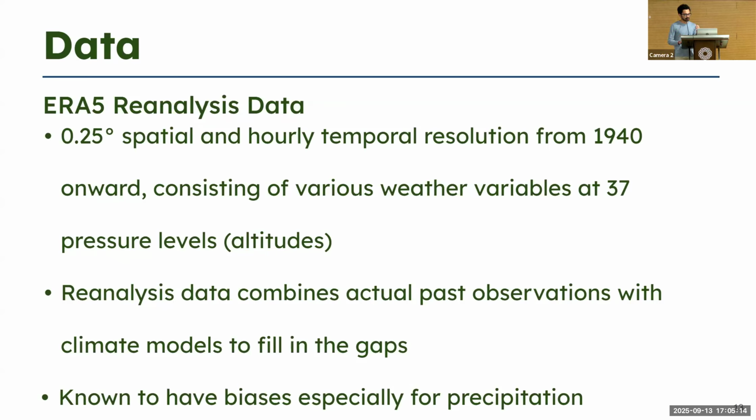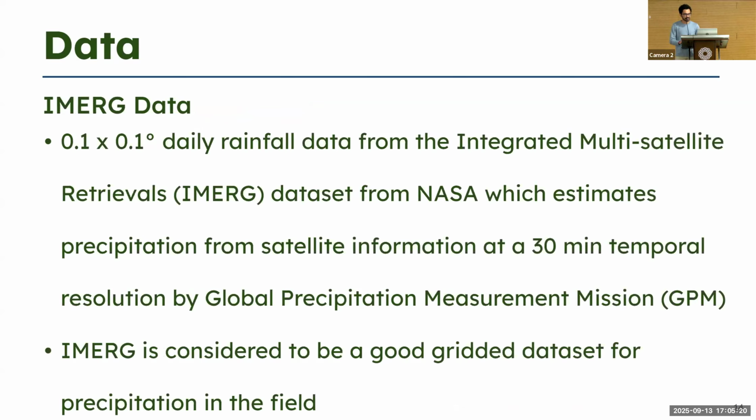And it's also known through various studies to have specific biases, especially for precipitation. Now, the data set that we used for fine tuning was the iMerge data set that I think Siddharth covered earlier also, which is available to us at 0.1 spatial and daily resolution, as well as every 30 minutes, from the integrated multi-satellite retrievals from NASA, which estimates precipitation from satellite information. iMerge is usually considered to be a good gridded data set for precipitation in the field.